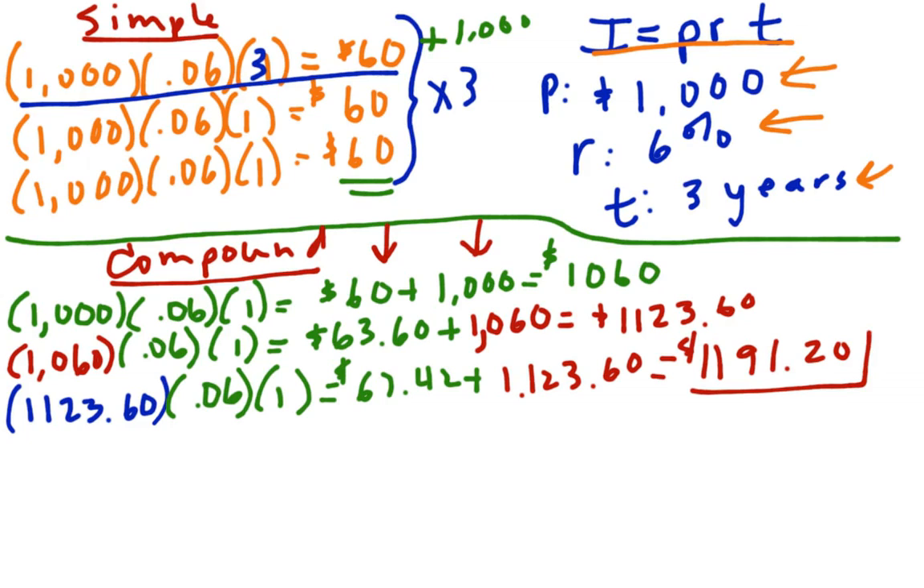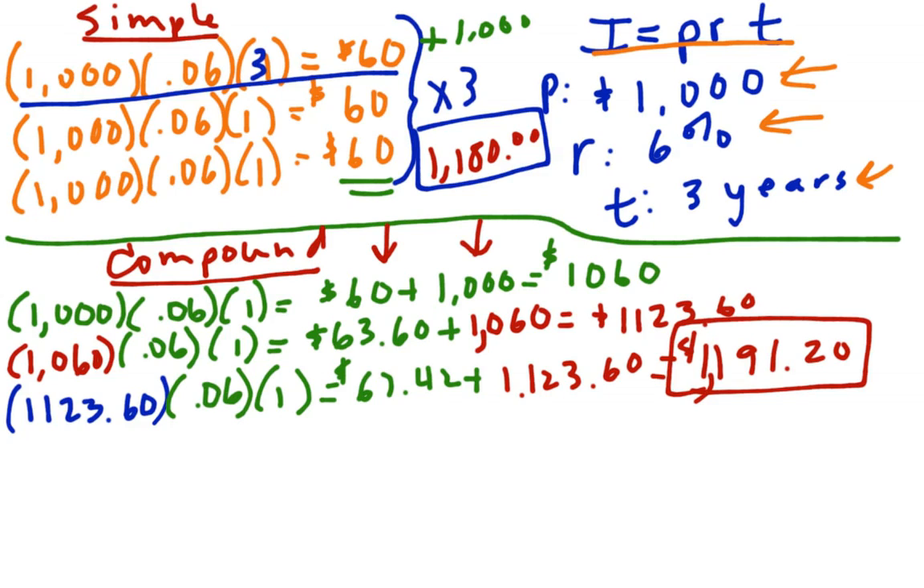So lots of things are going up. And by my third year, I'm earning $1,191.20. Up here, I would have earned $1,180 because I had 3 times 60 for my simple interest. So not a lot more at this point because my numbers aren't really huge, but you would be surprised how fast the compound interest makes you more money. And this is only being compounded annually. There are accounts that compound monthly, or there's also something called continuous compounding, which makes it a lot bigger number.